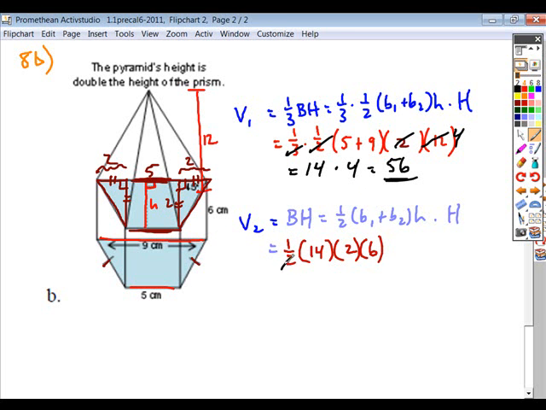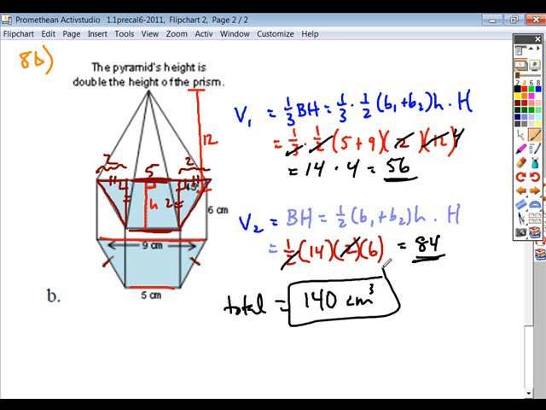And so if we just calculate, the 2's cancel, leaving 14 times 6. Well, 6 times 10 is 60. 6 times 4 is 24. 60 plus 24 is 84. And so if we add these together, we get our total volume. 6 plus 4 is 10. Add that to 80, you get 90. Add that to 50, you get 140. The units are centimeters. It's a 3-dimensional volume, so we're talking about cubic centimeters for our units.